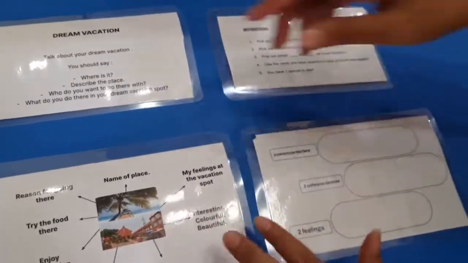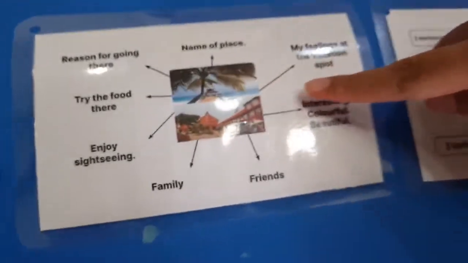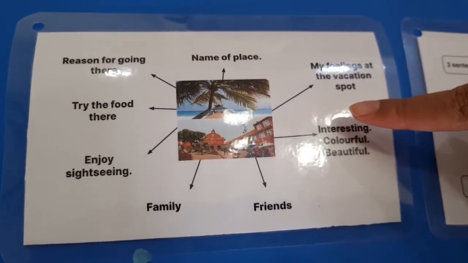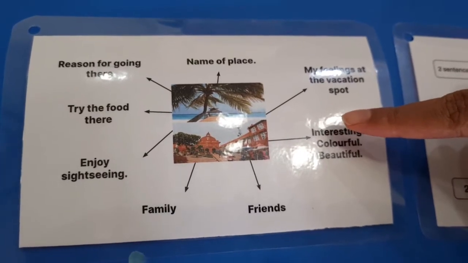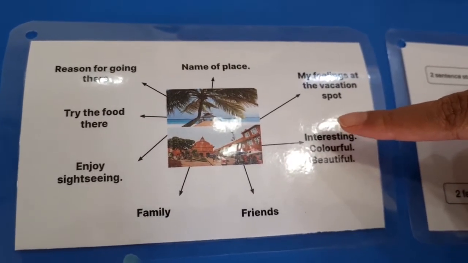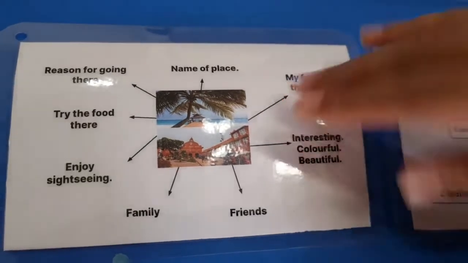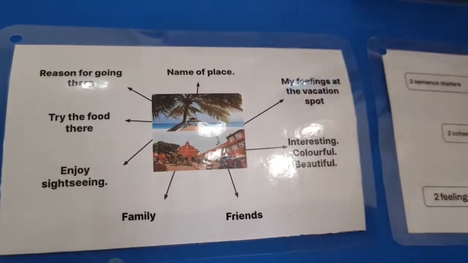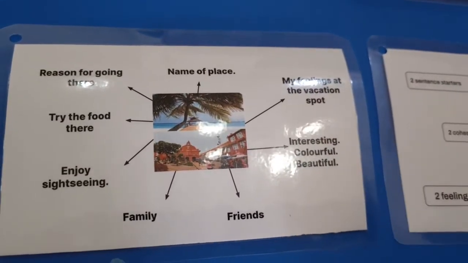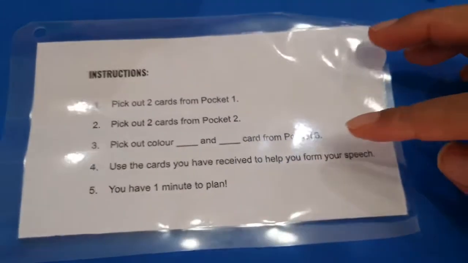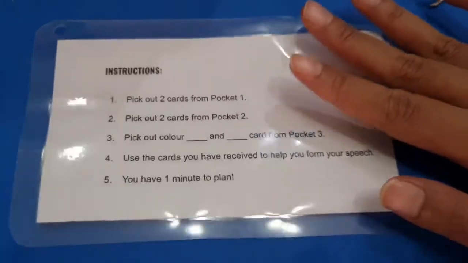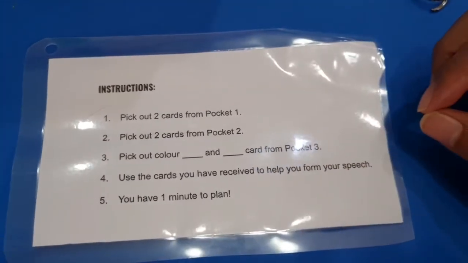The second card has some of the ideas and contents that would help them during the speaking practice. For this one, we can remind the student it's not compulsory to use all. It's just to help them expand the ideas and the sentences. And the third card is the instruction. This is just basic instructions. Of course, from here, the teacher can change the instruction a bit.